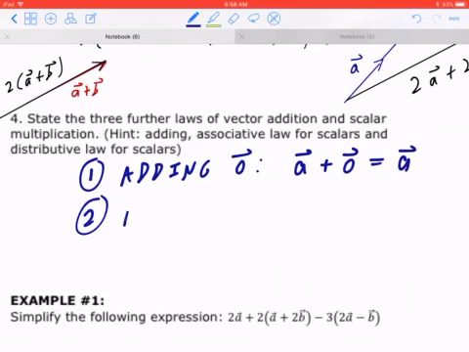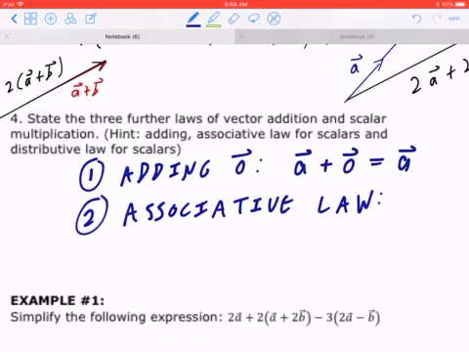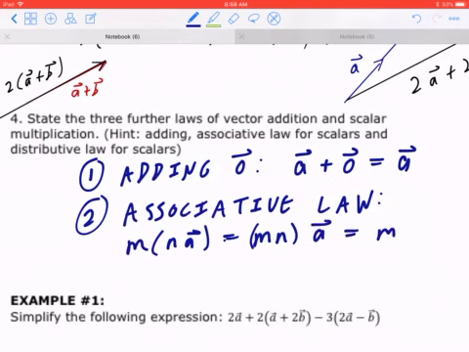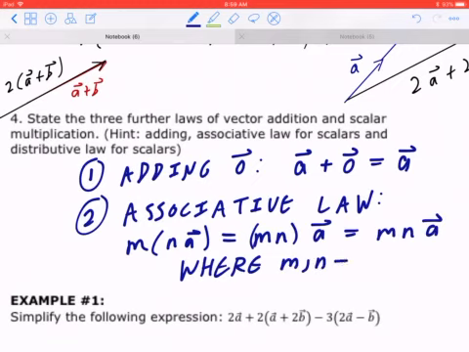Number 2, if you state the associative law, you can say that m times (n times a) equals (m times n) times a. So again, the idea is the brackets could go in different places and it will give you the same outcome, right? And again, m and n are elements of the real numbers.